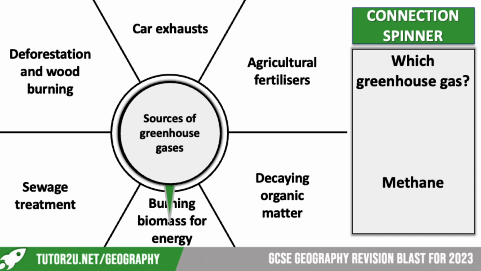Methane is really effective at absorbing heat, and as a result, it accounts for around about 20% of the enhanced greenhouse effect and its heating of the earth. Now, it is released into the atmosphere in many different ways. It's released when organic matter rots down in landfill sites or on compost heaps. It's given off when we burn biomass for energy. But one of the biggest causes is agriculture. So, for example, livestock, particularly cattle, but also rice farming as well.